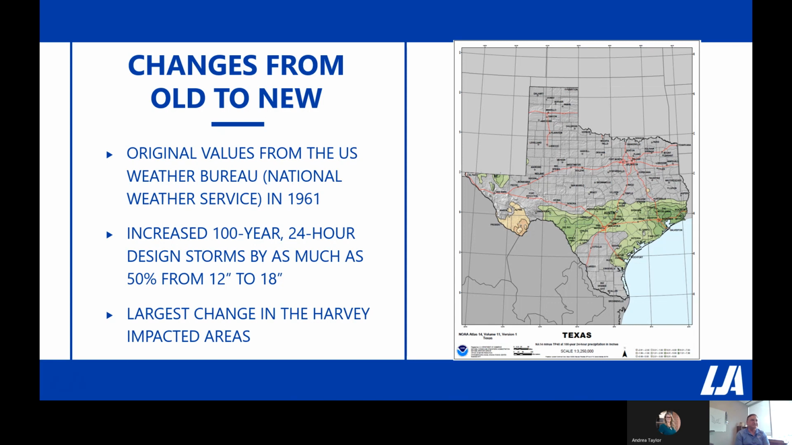And some areas of the state of Texas have had changes in the 100-year 24-hour rainfall event, which we use for design of detention pond systems and major conveyances through bridges and culverts, where it changed from 12 to 18 inches in the design storm. And if you look, the largest changes tend to be on the right-hand side, on the eastern side of the state towards Beaumont, in areas that were impacted by Hurricane Harvey.